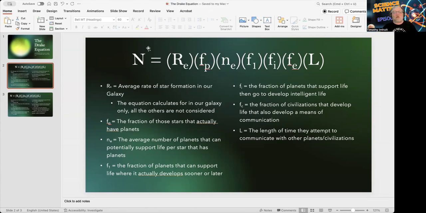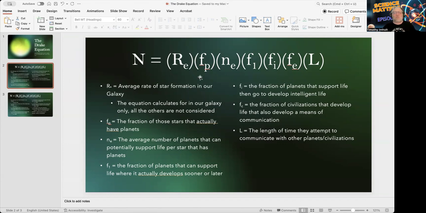So N in this equation is what we're trying to calculate. That's the number of other races out there that we can talk to. R sub star, that is the average rate of star formation in our galaxy. Okay, how many stars are out there forming inside our galaxy? That's all that thing says. How fast is it going on?